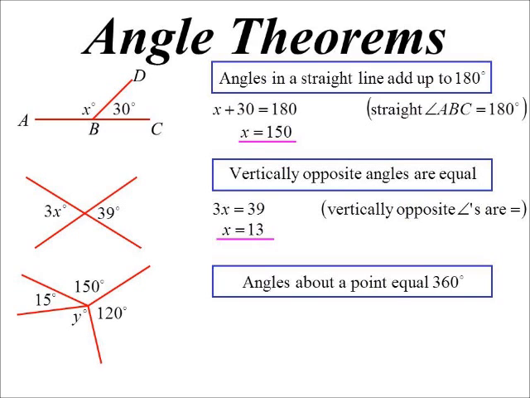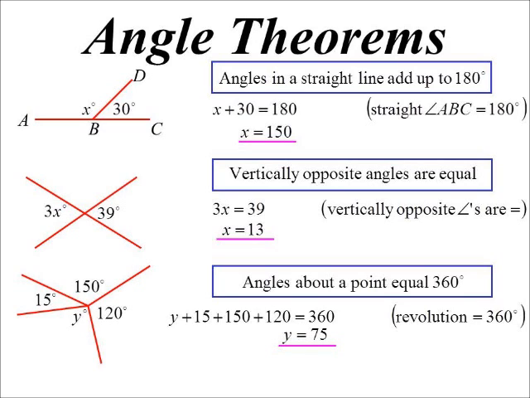So rather than saying angles about a point, well, what type of angle is created when we have angles about a point? A revolution angle. So I would say that all these angles add together to give 360 because they are creating a revolution angle, or a revolution equals 360. And so that's 75.